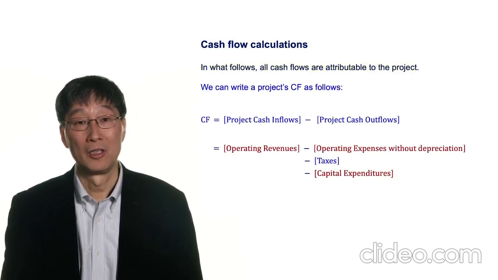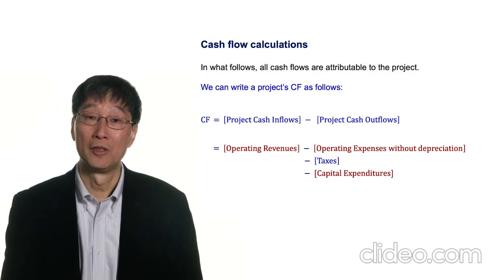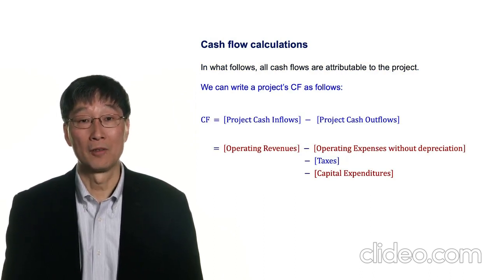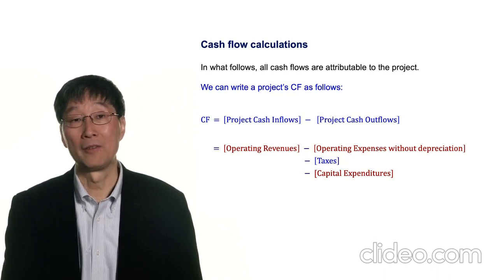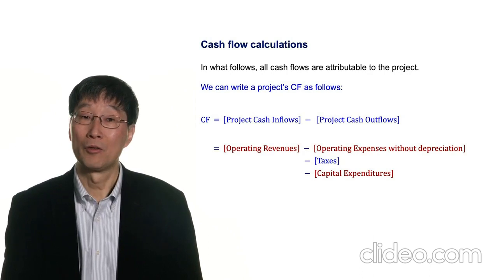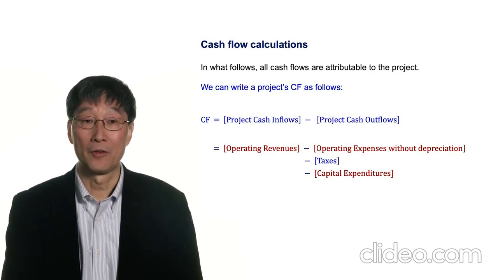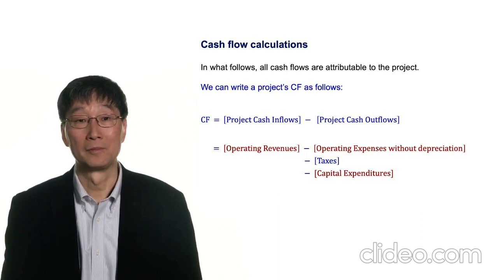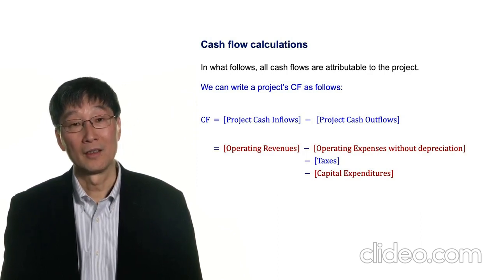The net cash flow equals cash inflow minus cash outflow. The project's cash inflow is simply its operating revenue. The outflow, however, consists of three pieces. First, operating expenses without depreciation. Second, taxes. And last, capital expenditures. This is summarized in the second equation.